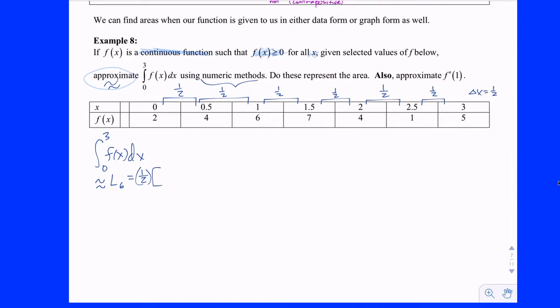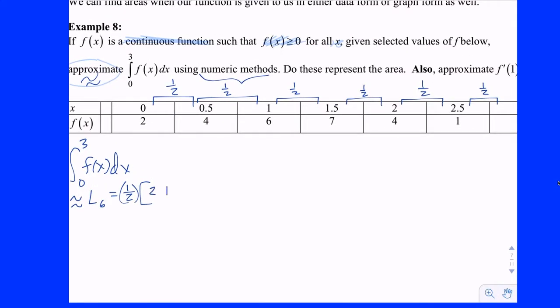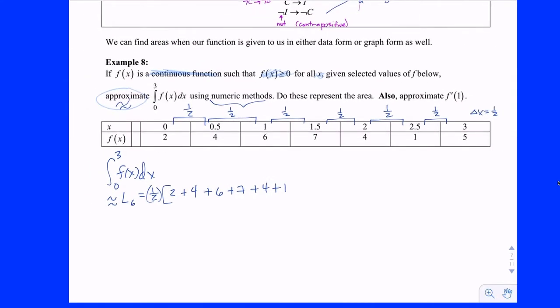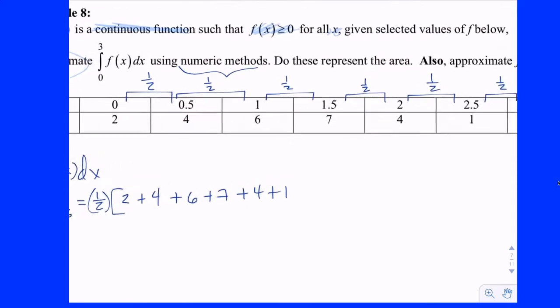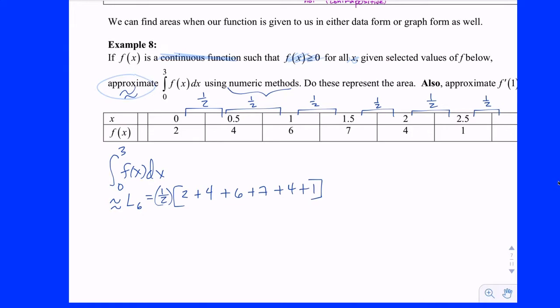All you have to do for the left endpoint method is add up the first 6 y values. So you've got 2 plus 4 plus 6 plus 7 plus 4 plus 1. Do you add the plus 5 at the very end? No. It's left justified. With 6 subintervals for any Riemann sum or any rectangular method, you're going to have as many terms as you do partitions. 6 partitions, 6 rectangles, 6 y values, okay? It's the trapezoid that uses all of them and has 1 extra.